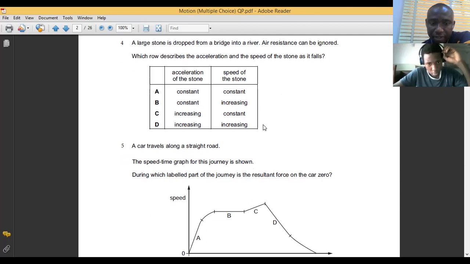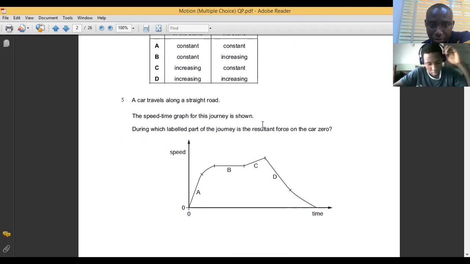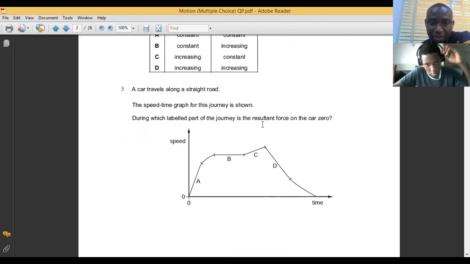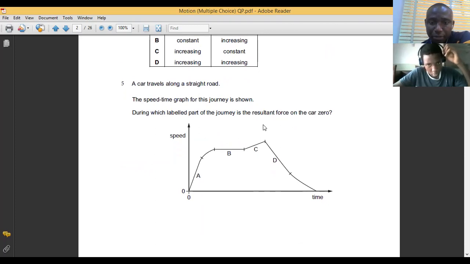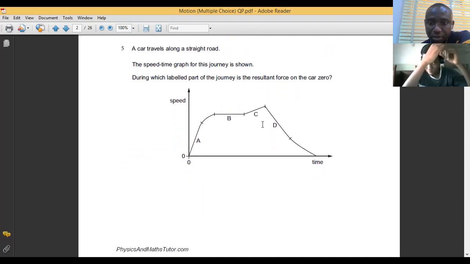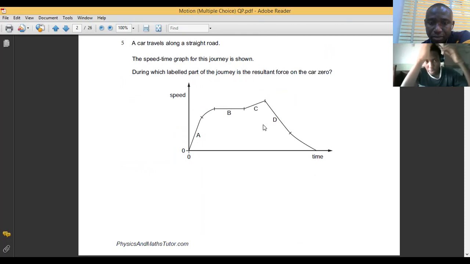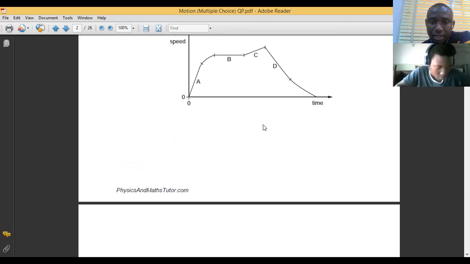So number 5, a car travels along a straight road. The speed time graph for this journey is shown. During which labeled part of the journey is the resultant force on the car zero? B, correct. It's zero because the speed is constant at that point.